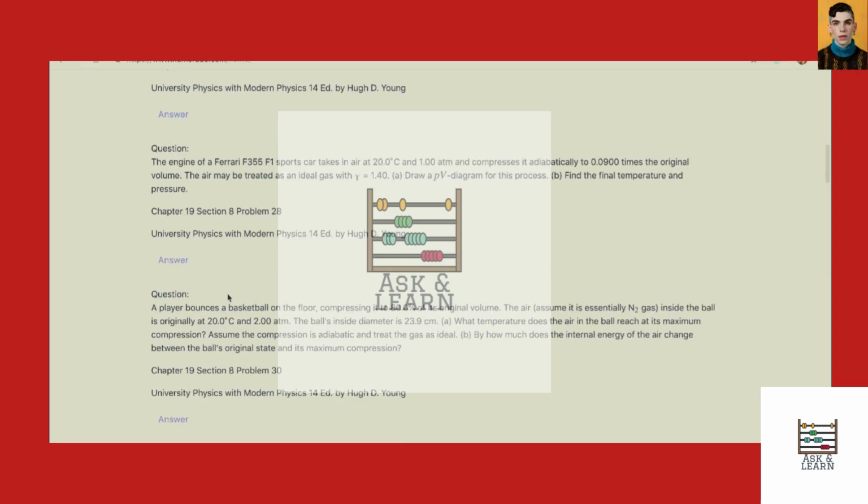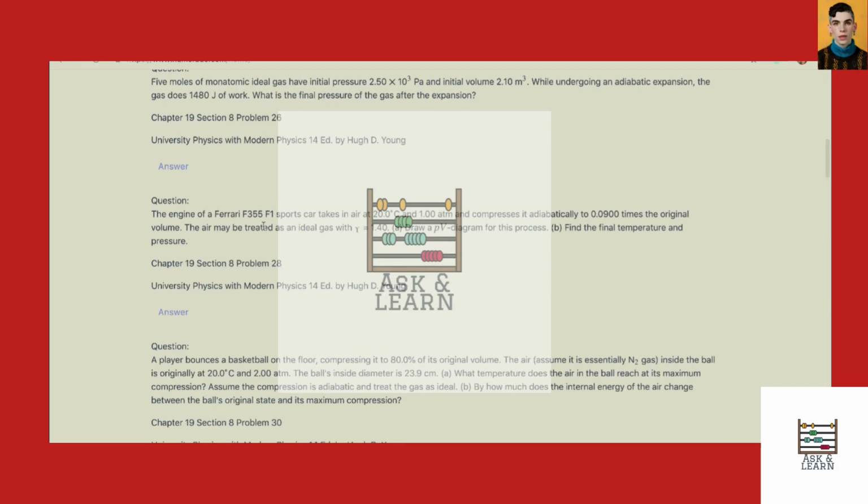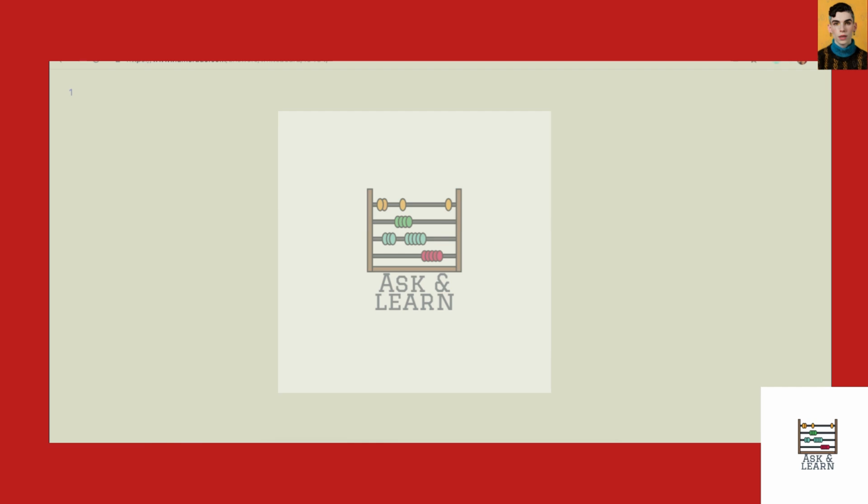Okay, so the engine of a Ferrari F355 F1 sports car takes in air at 20 degrees Celsius and 1 atmosphere and compresses it adiabatically to 0.09 times the original volume. The air may be treated as an ideal gas with gamma equal to 1.4. A, draw a PV diagram for this process, and B, find the final temperature and pressure.